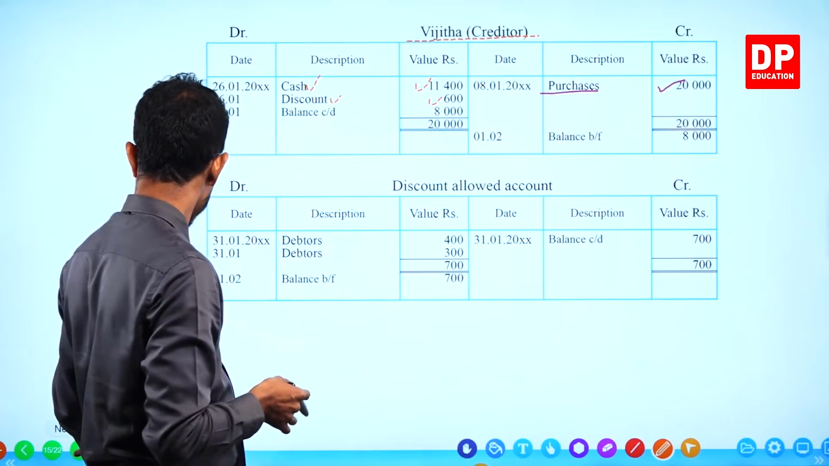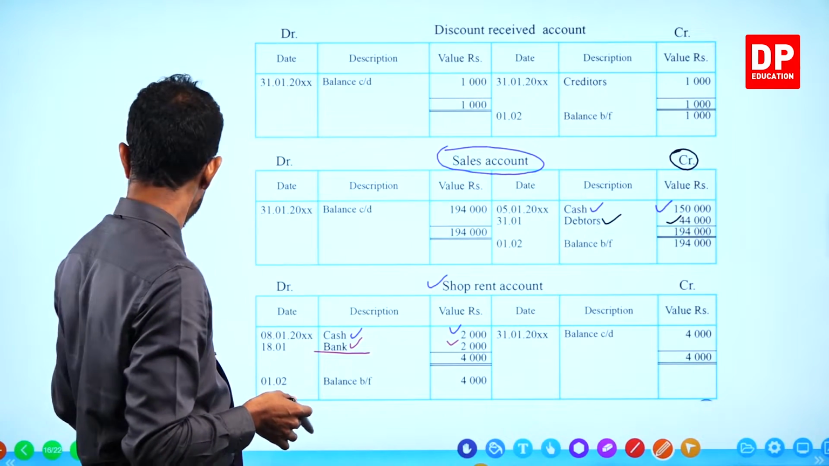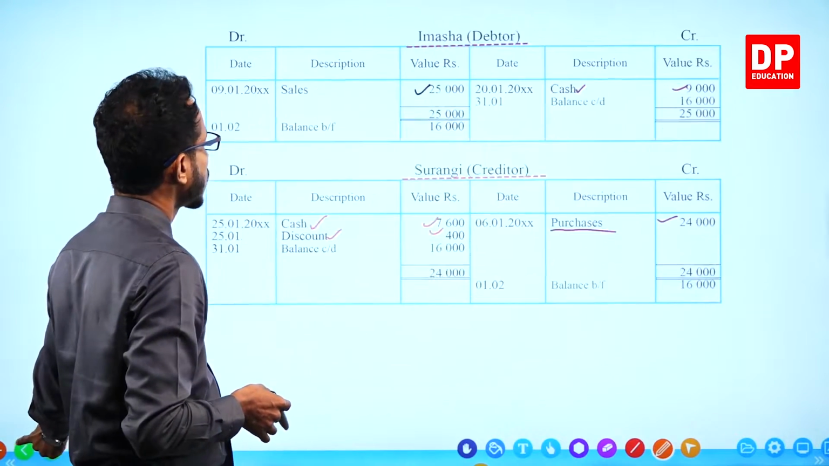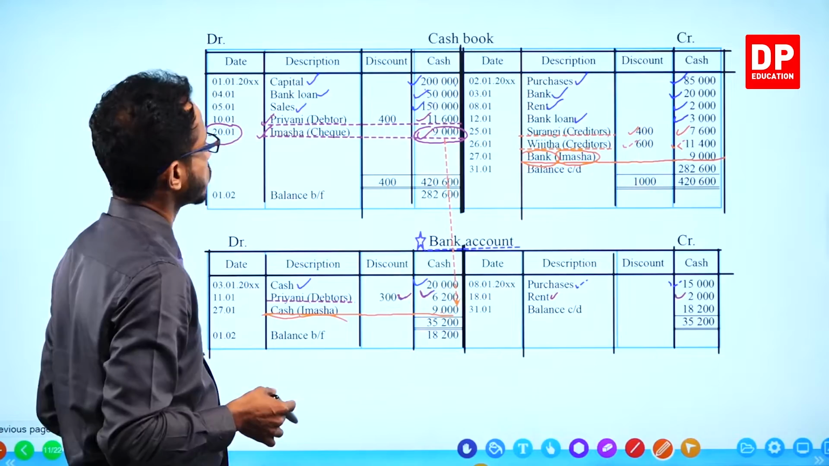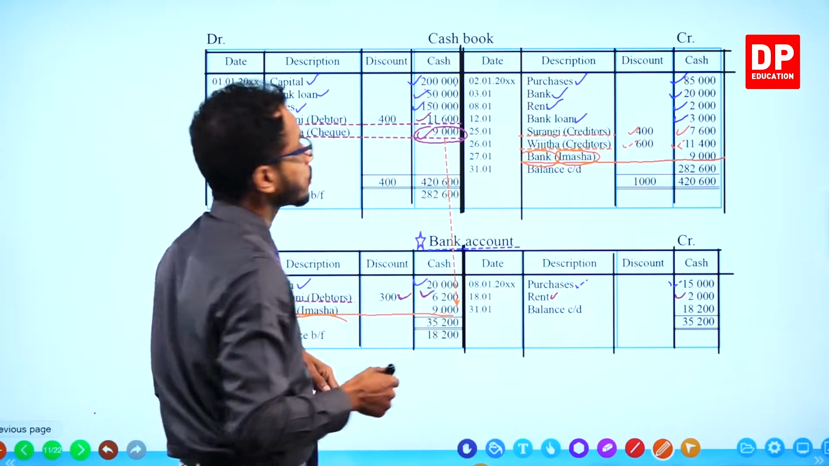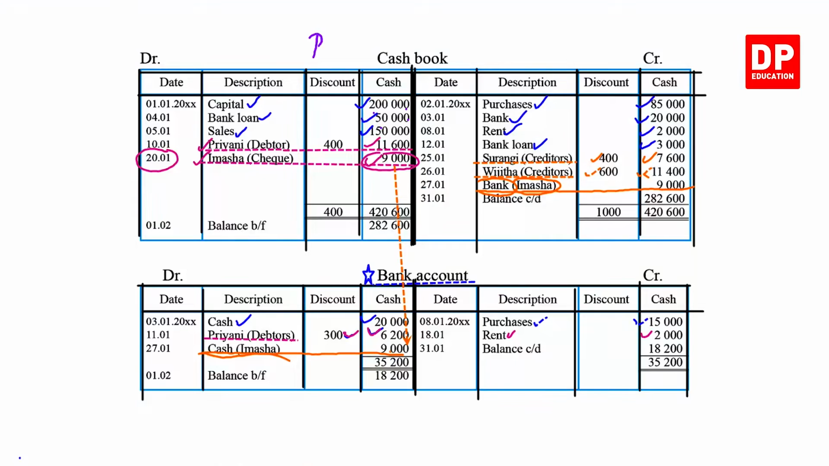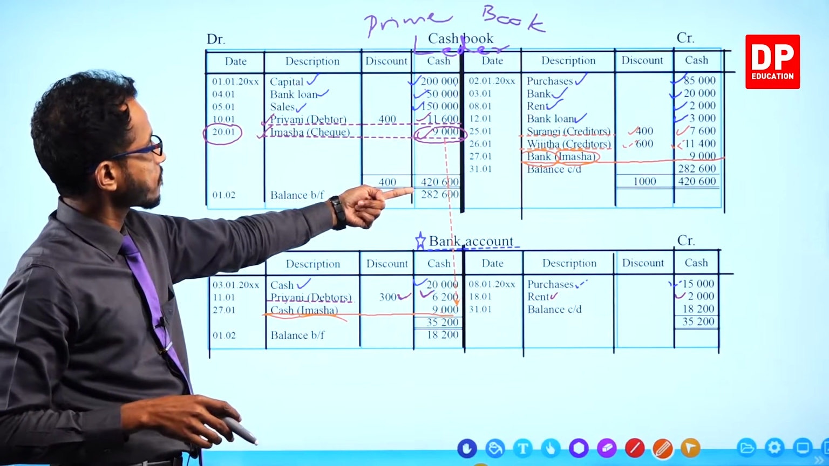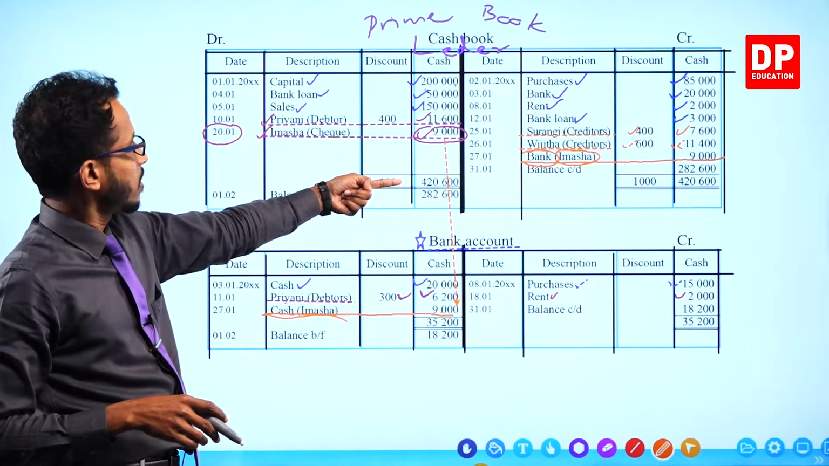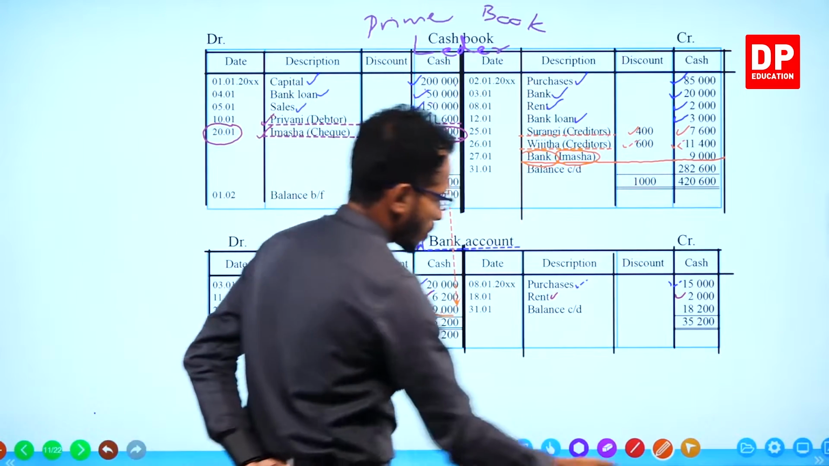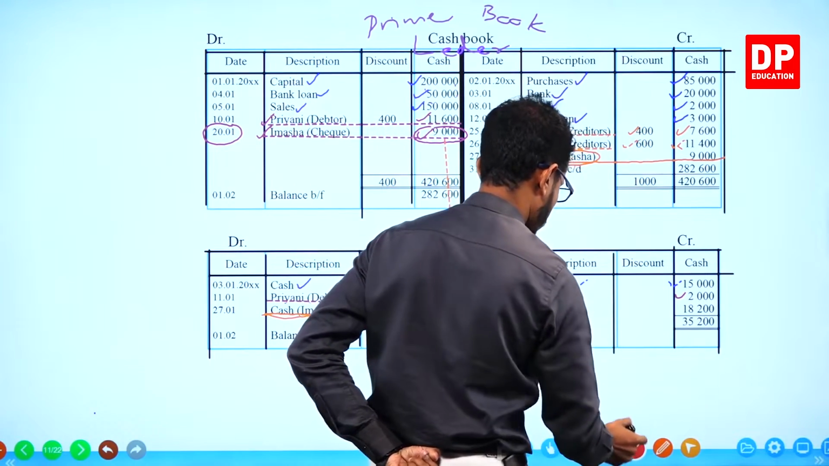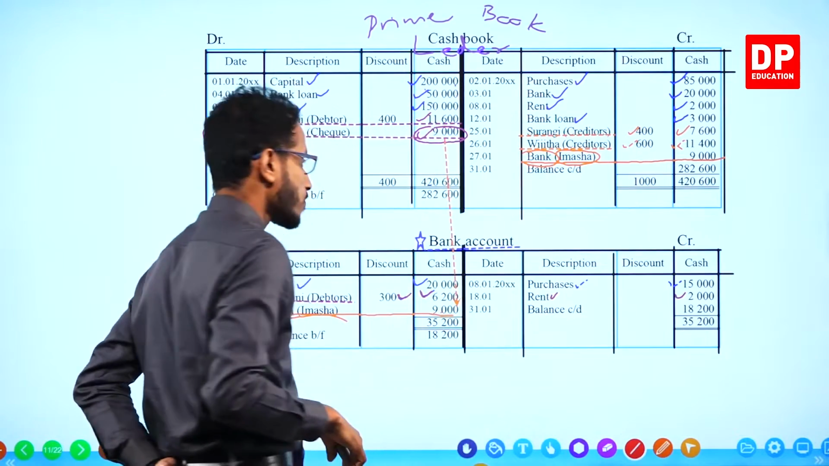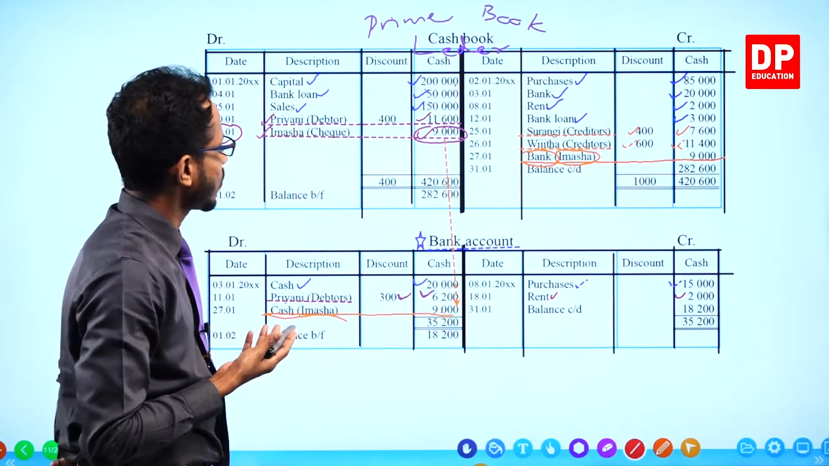Okie dokie. Balance the ledger accounts now. Remember, cash book is a ledger account too. So this is a prime book as well as a ledger account. Let's balance them. Well, they are already balanced. See?